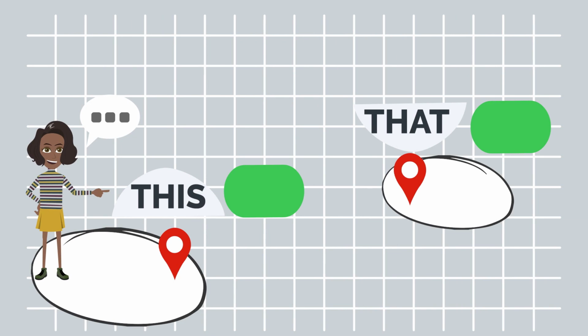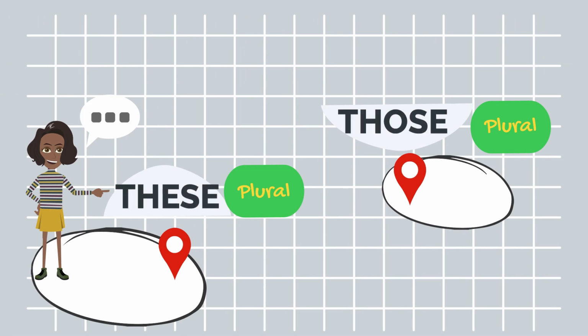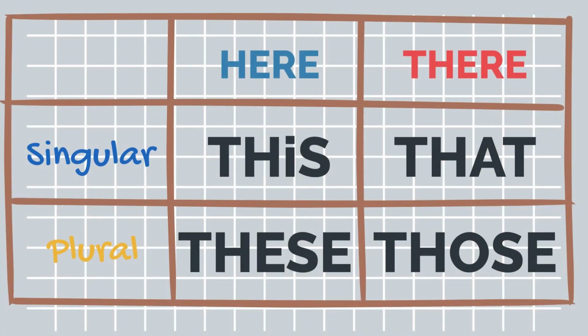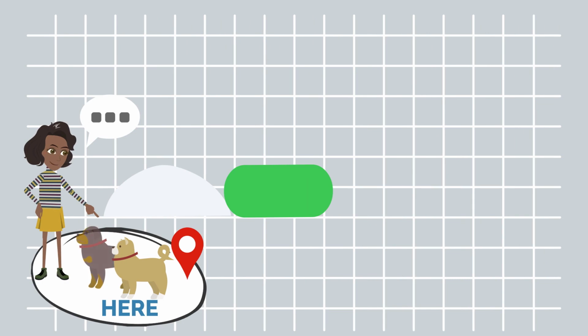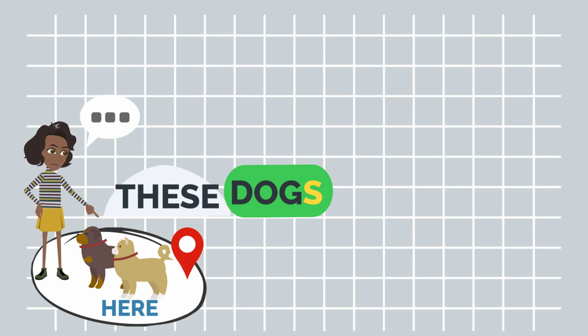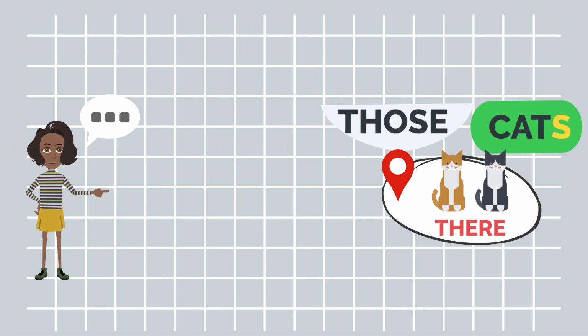This and that are used only with singular nouns. With plural nouns, we use these and those. This dog. These dogs. That cat. Those cats.